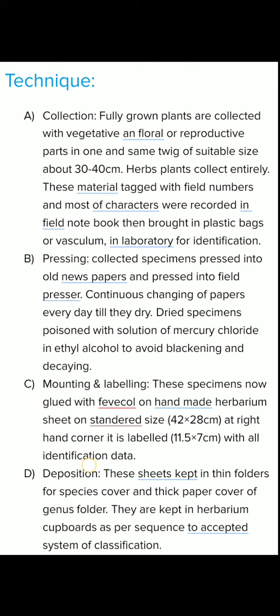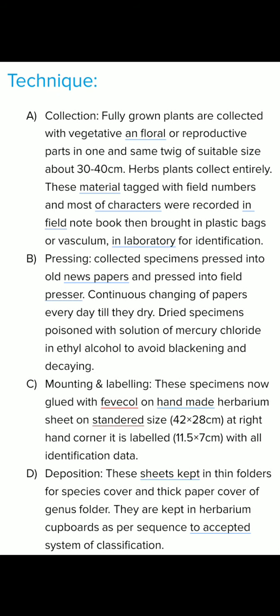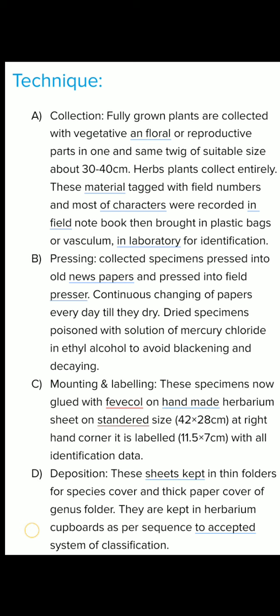Pressing is nothing but pressing the collected specimens into old newspapers in a field press, with continuous changing of papers every day till they dry. Dried specimens are poisoned with a solution of mercuric chloride in ethyl alcohol to avoid blackening and decaying. After that, the next step is mounting and labeling.